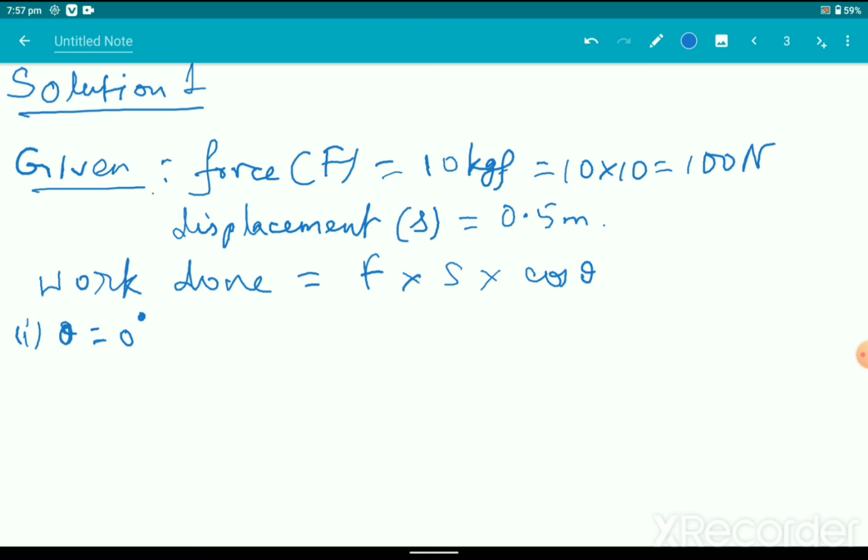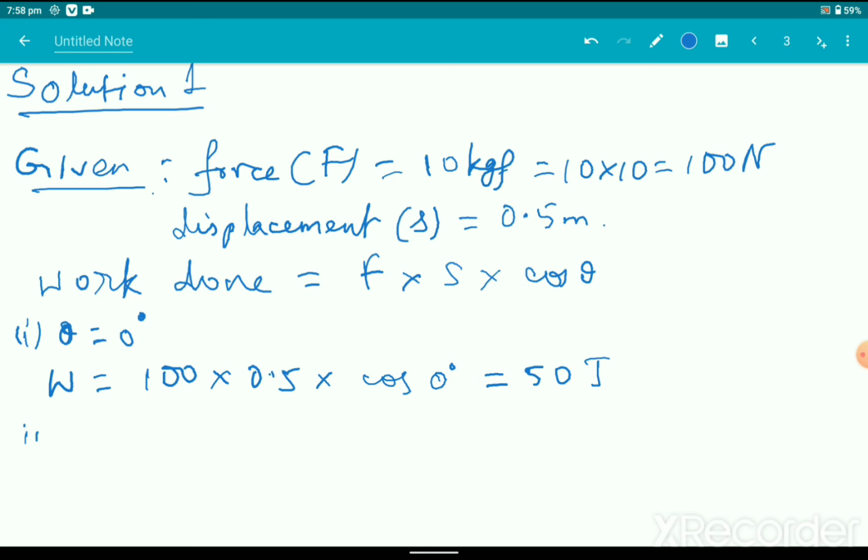Fine. Then what will be the work done? Therefore the work done can be calculated as W equals force, 100 newton, into displacement, 0.5 meter, into cos 0 degree. As we know, the value of cos 0 degree is 1. So 100 into 0.5 turns out to be 50. So 50 joule is the amount of work done. Okay, so I think the concept is clear.